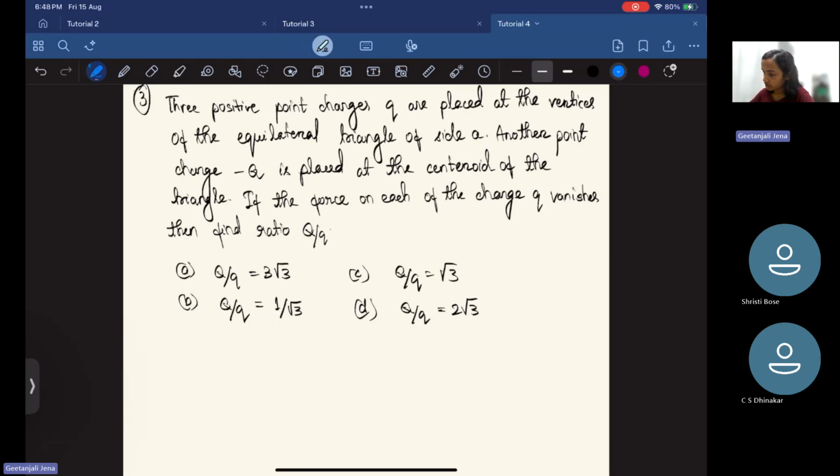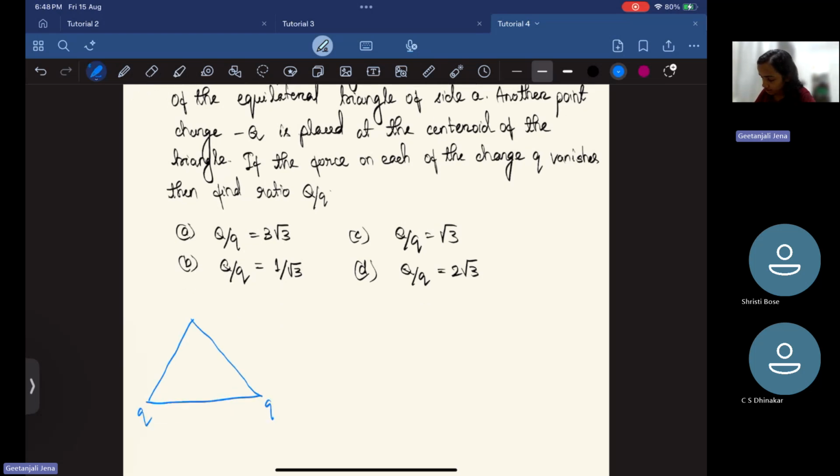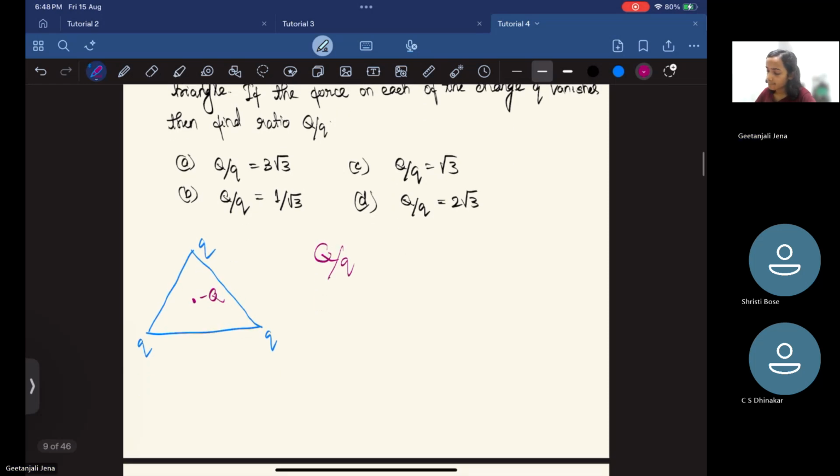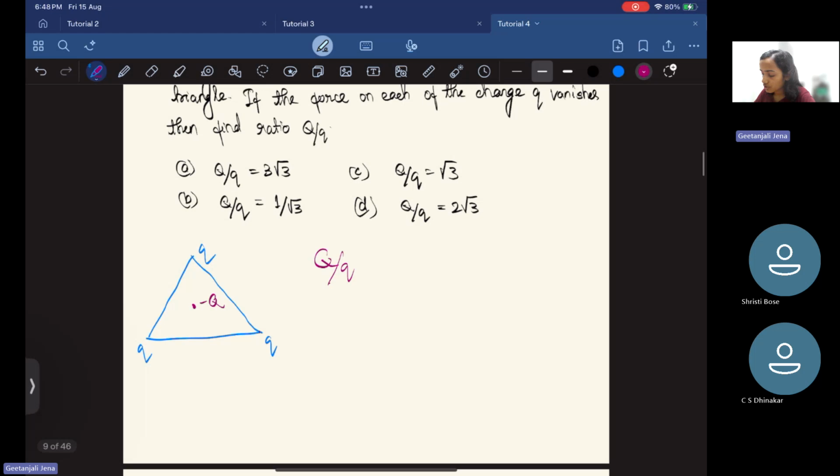So let me draw the charge configuration. You have a charge like this. There are three charges here, and there is a charge minus q at the centroid of this equilateral triangle. So you need to find out the ratio of capital Q by small q. For this, what you can do is just check which of these forces are cancelling with each other.